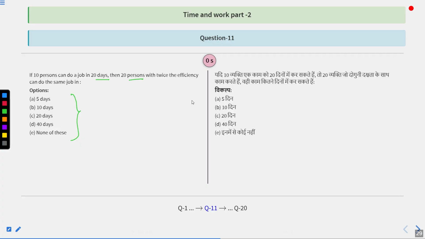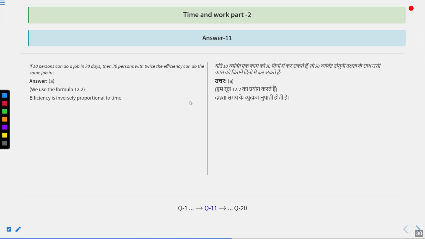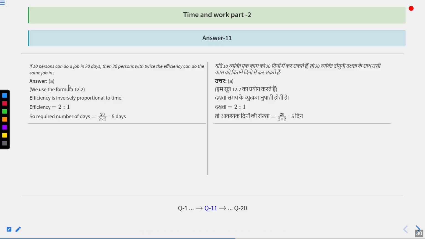Now time's up. Let's see the solution. Efficiency is inversely proportional to time. We know that. Clear? So the efficiency ratio is 2:1. The question says that 10 persons can do a job in 20 days, then 20 persons with twice the efficiency do the same job. So the required number of days will be 20 divided by 2 into 2, because efficiency is twice. So it will be 5 days.